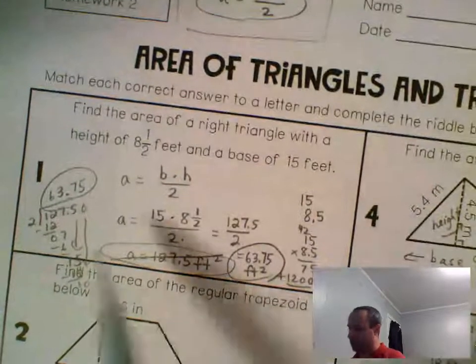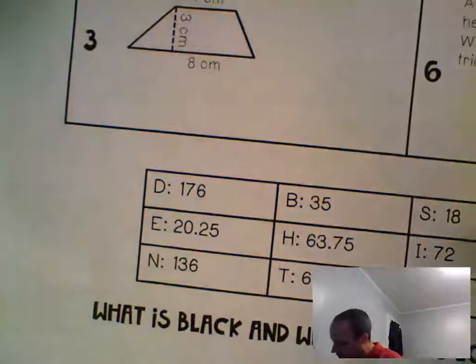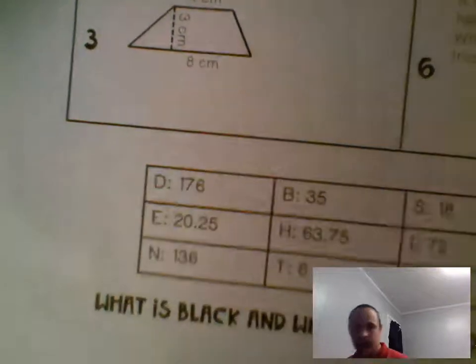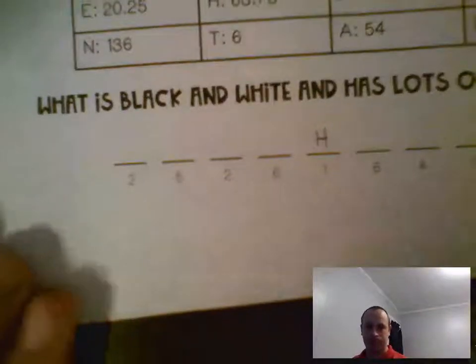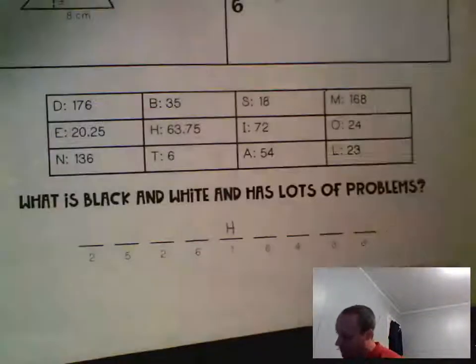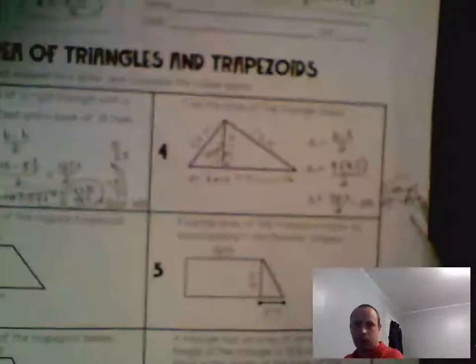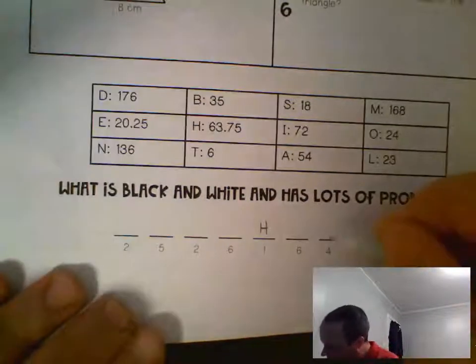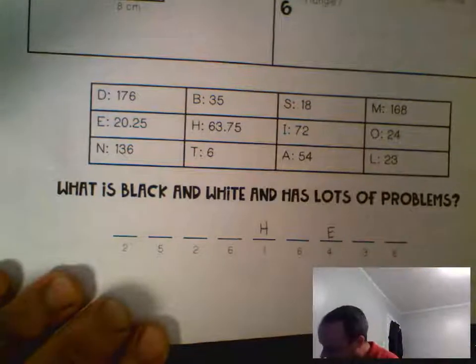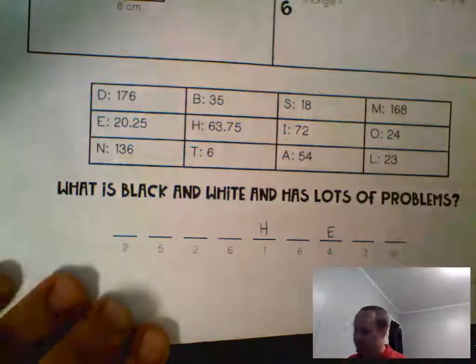Okay, now, it looks like these are matching up with answers. So like for number 1, we got 63.75, and that's H. So every time I have a 1 down here, I'll put an H. And then our answer to number 2, or 4, I'm sorry, we did 4 next, right? Our answer number 4 was 20.25. So that's E. So for 4, we're going to put an E. Let's do a few more.